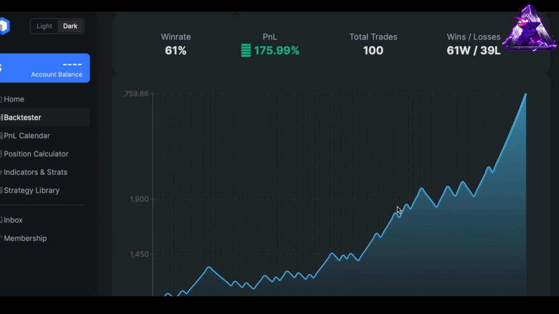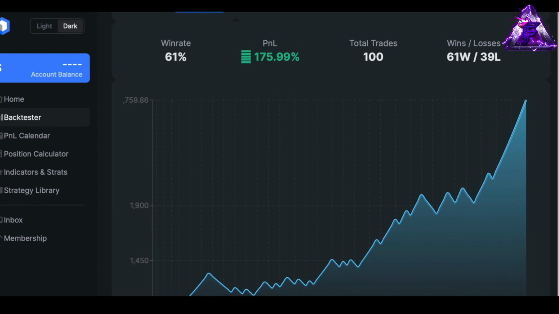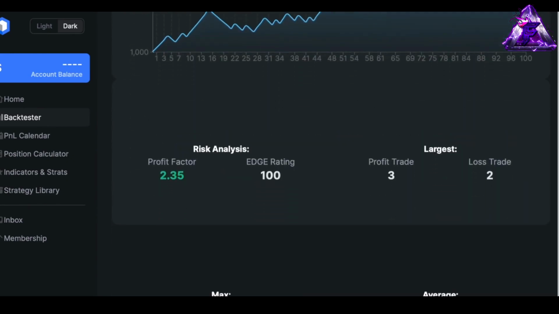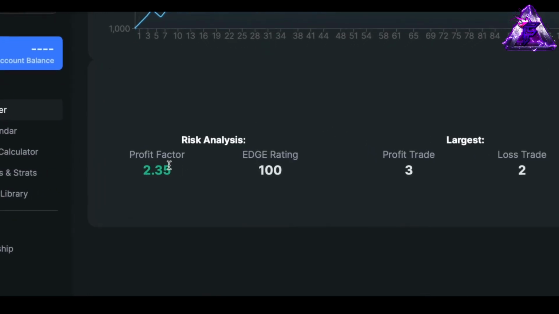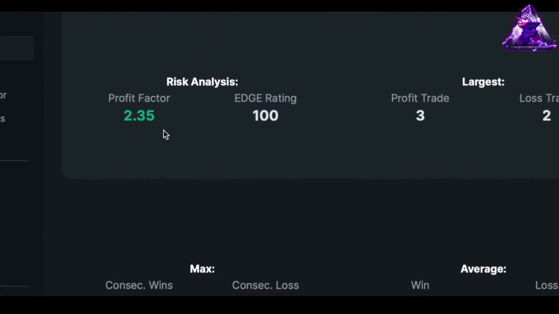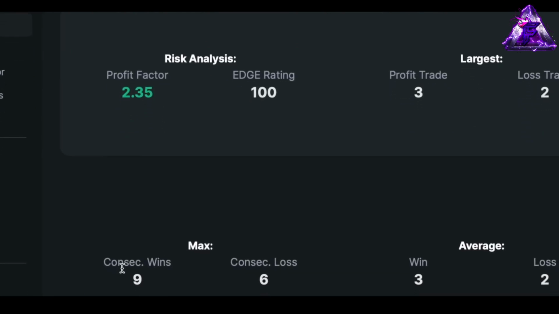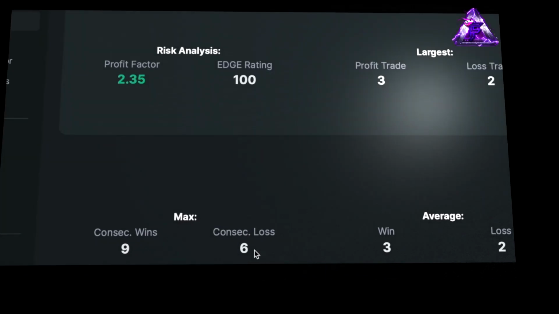Also, by the way, I found those 100 setups within 20 days. Also, by scrolling down here, we can see that we have more information about our backtest. So our profit factor is 2.35, and we had 9 consecutive wins against 6 consecutive losses.